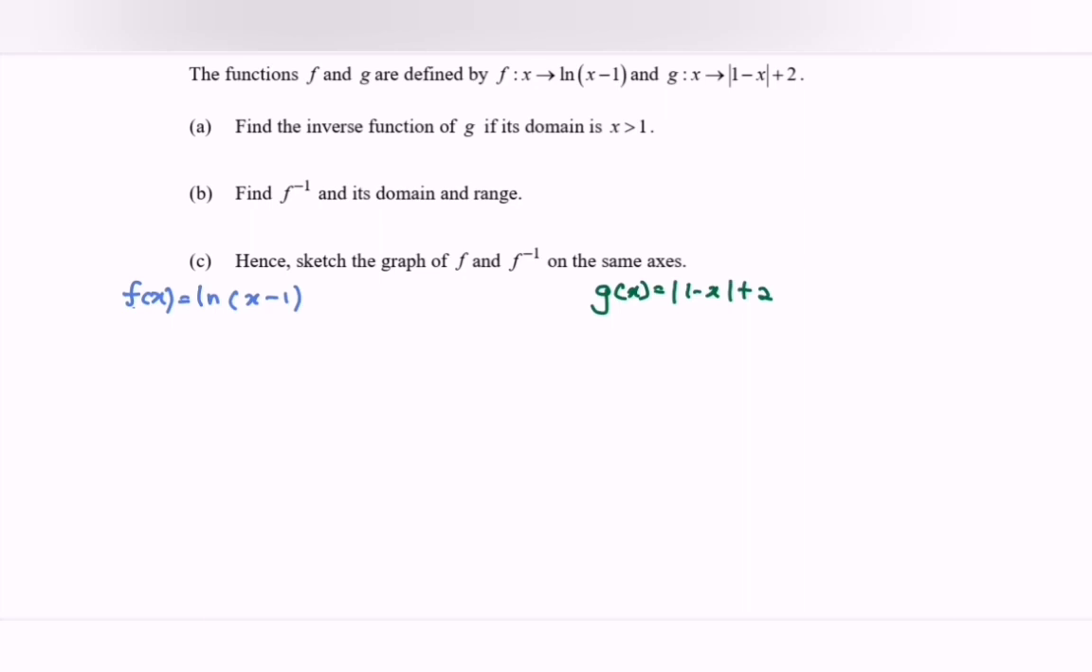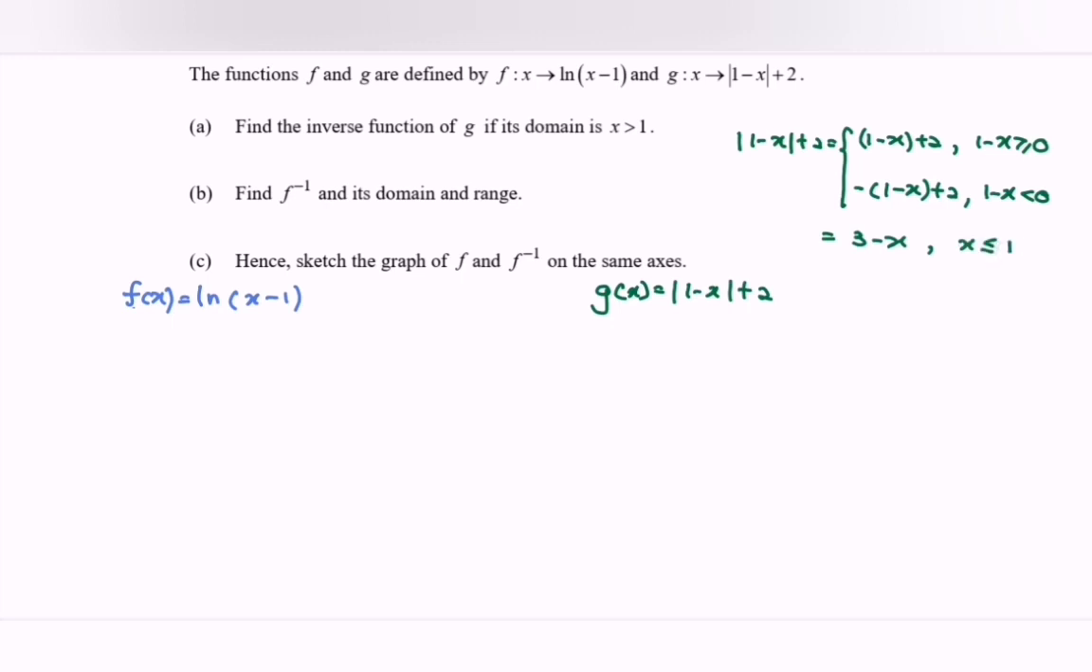Before we find g inverse, let's define the situation for the modulus |1 - x| + 2. When 1 - x is greater than or equal to 0, we have 1 - x + 2. When 1 - x is less than 0, we have negative (1 - x) + 2. So referring to the situation, we have 1 - x + 2, which gives 3 - x, where the domain is x less than or equal to 1.